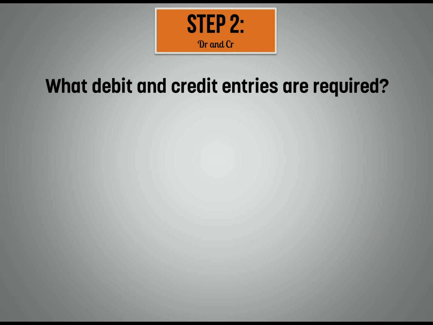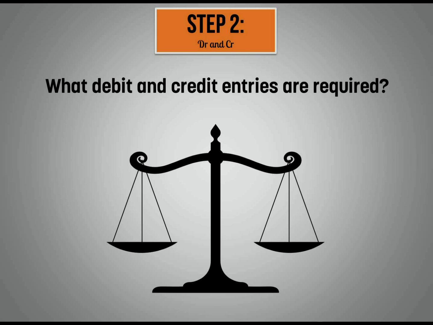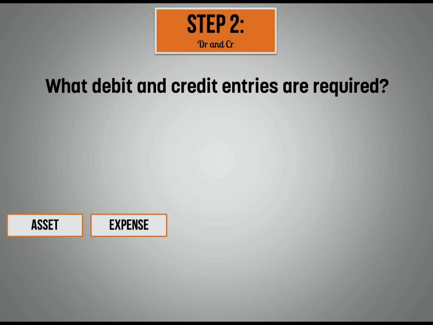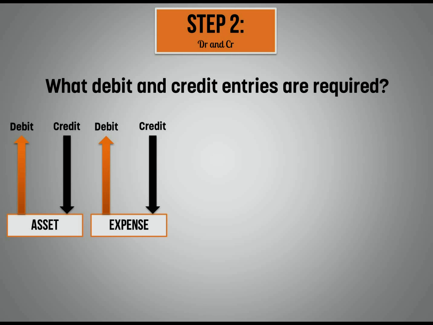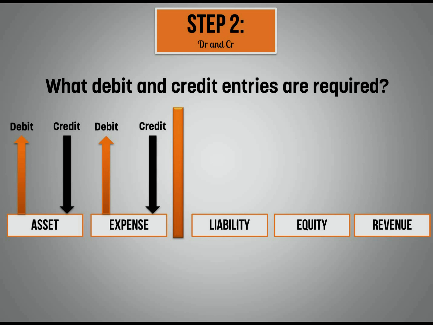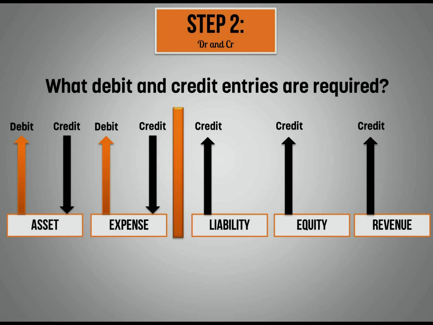Step 2. What debit and credit entries are required? Debit and credit rules require balanced records so that total debits are equal to total credits. When an asset or expense account increases, the amount is debited, and when they decrease, the account is credited. Liability, equity, and revenue accounts work the opposite way. When one of these accounts increases, the account is credited. When they decrease, the account is debited.